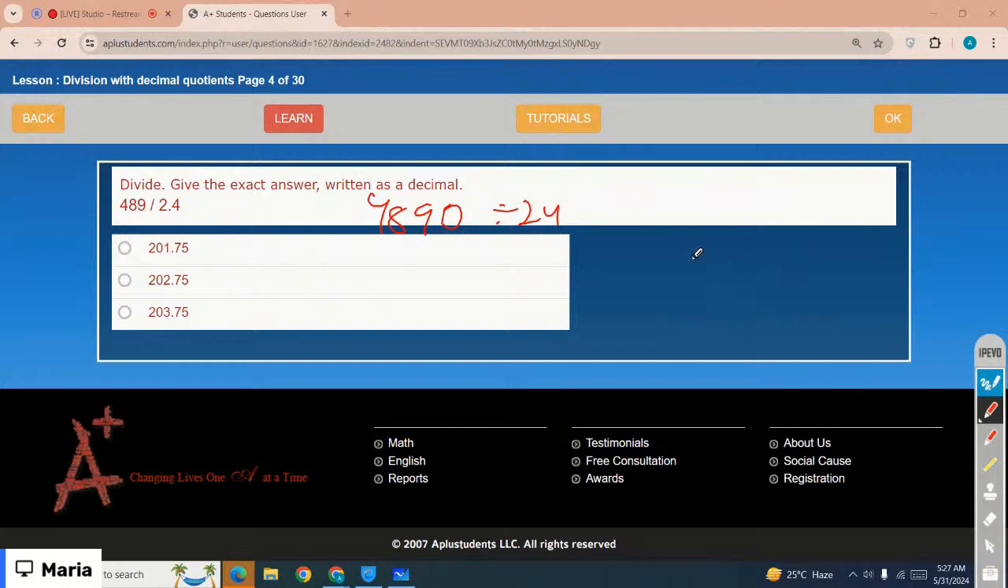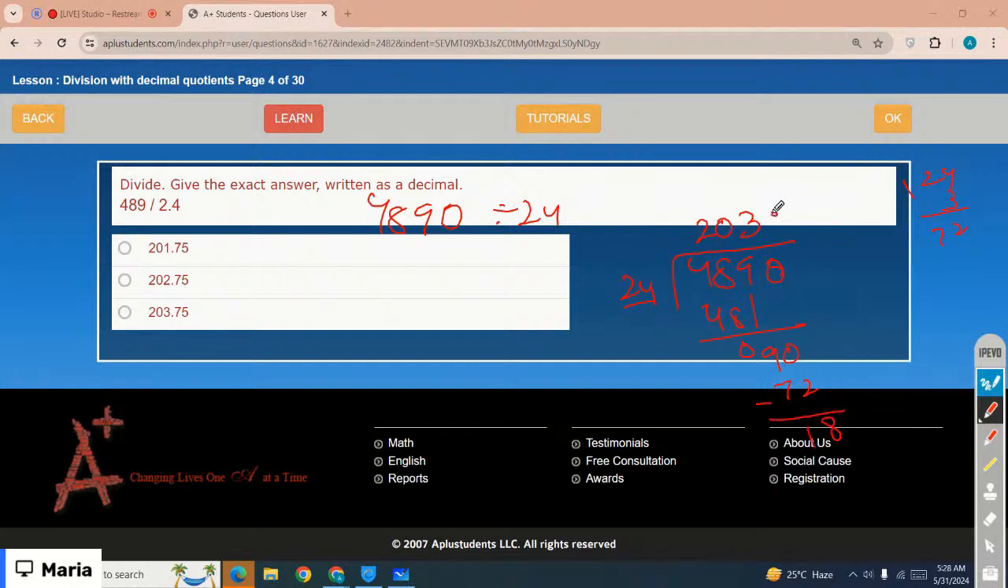Okay, 4890 divided by 24. 24 times 2 is 48, right? Now you need to bring 9 down, but you cannot divide 9 by 24 because 9 is smaller than 24. So you need to add a 0 over here and bring the 0 down. So 24 times 2 is 48. 24 times 3 is 72. We can go for 24 times 3. That is 72.